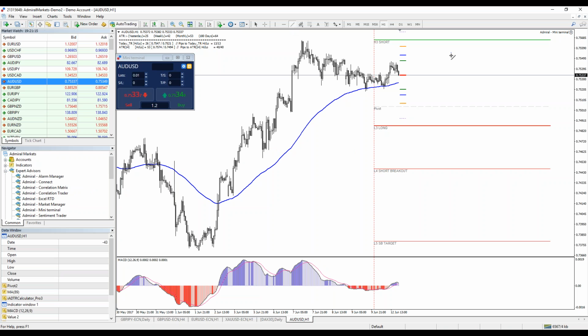75.60 is a sell and 74.80 is a buy. Here, this is the zone, and here, okay, like this. So somewhere around, this is the major zone.